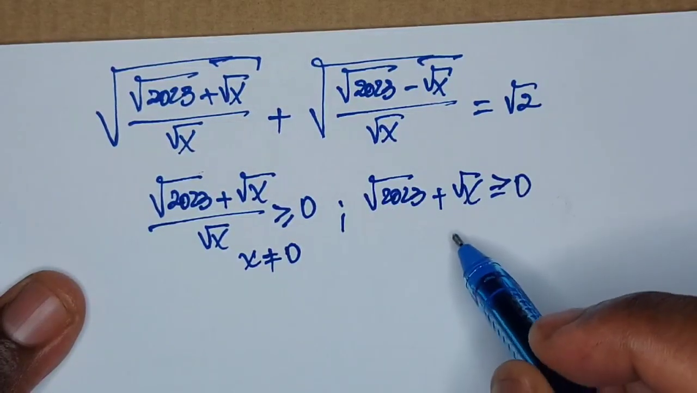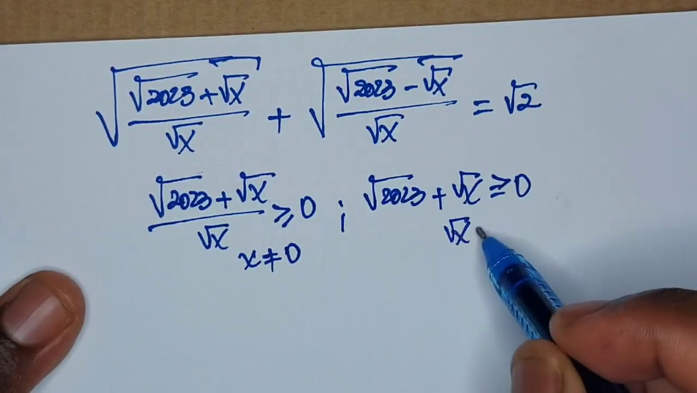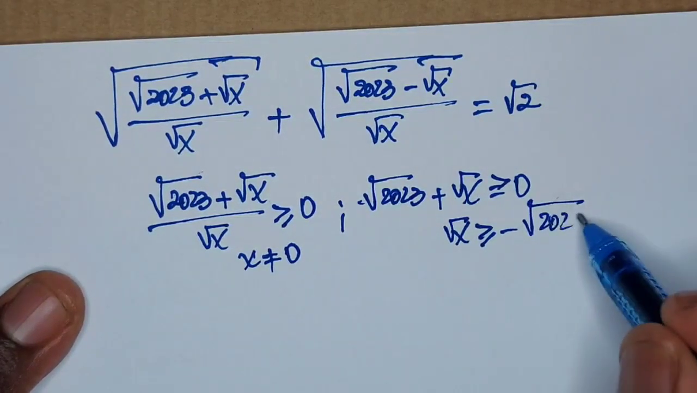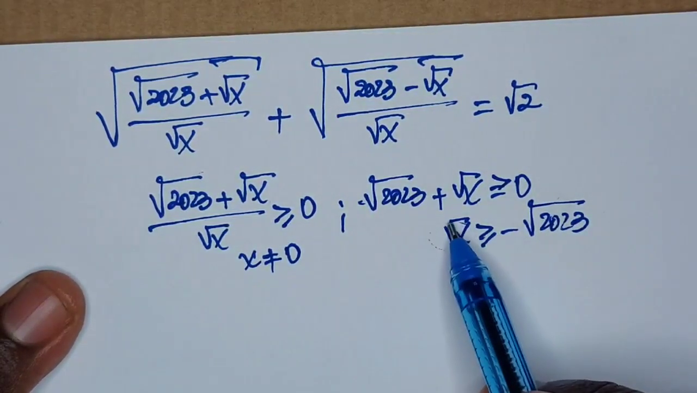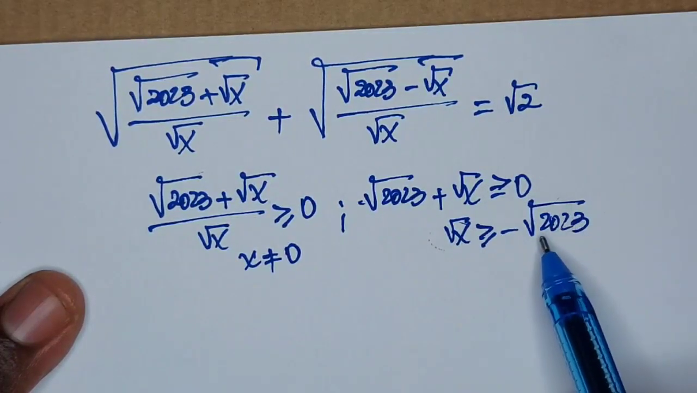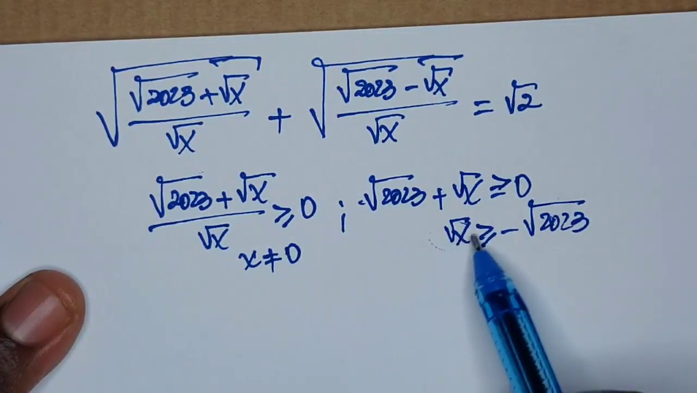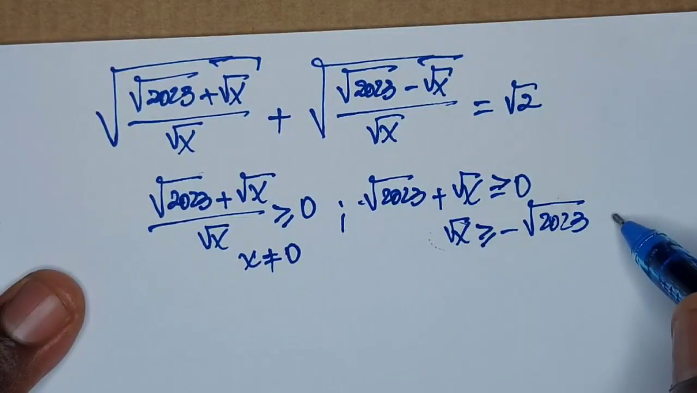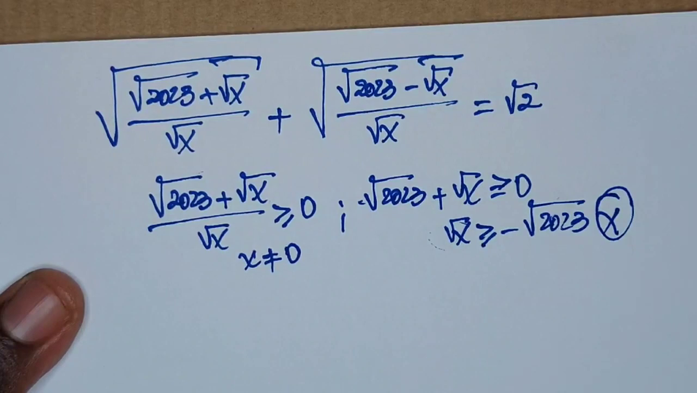So keeping this here, we're going to have this side minus square root of 23. So we have a square root and the answer has to be a positive number, right? Well, since x is a positive number, this won't work, so we're going to reject this.